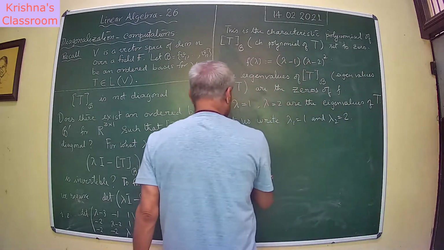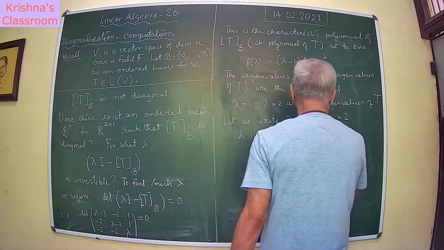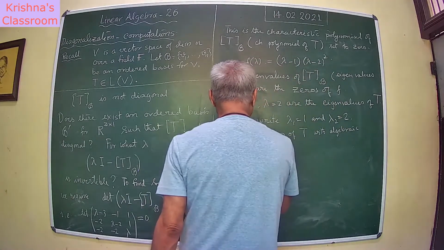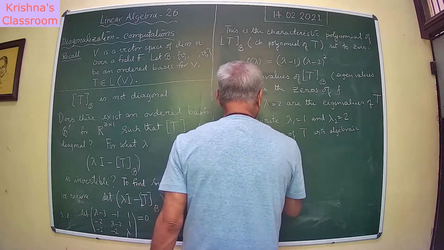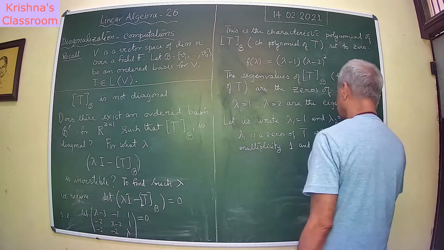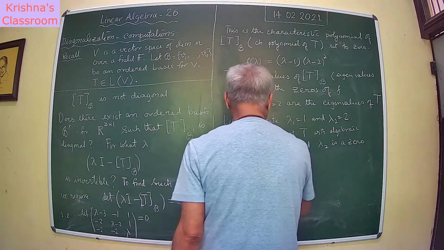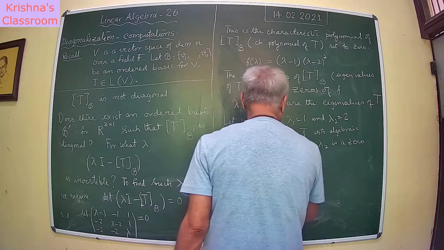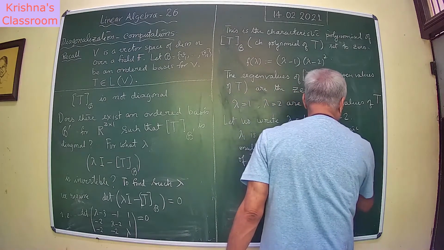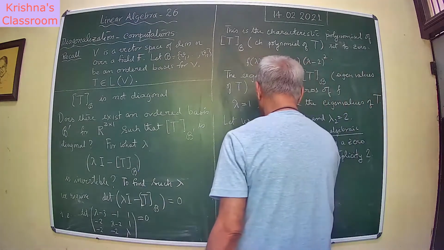So lambda 1 is a zero of algebraic multiplicity 1 of the characteristic polynomial, and lambda 2 is a zero of algebraic multiplicity 2 of T. So these are the situations that you have.